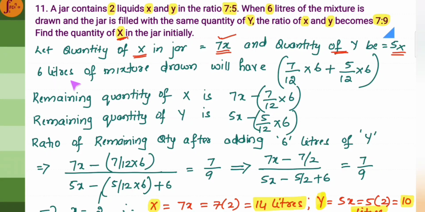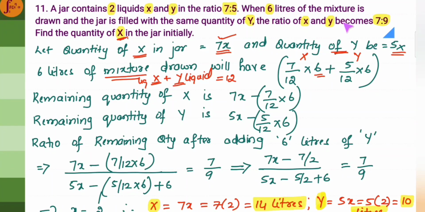Now, 6 liters of mixture is taken out from the jar. And in 6 liters of mixture, 7 out of 12 (7 plus 5 is 12), that is 7/12th of that 6 liters, is liquid X. And 5/12th of 6 liters is liquid Y. Because the mixture that you're drawing is a combination of liquid X and liquid Y, both mixed in the ratio 7:5.